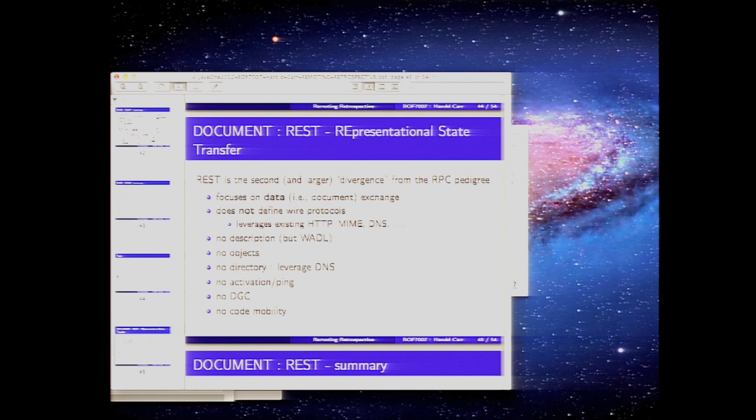There's no description with REST. There's a thing called WADL, but it's not widely used. There are no objects, no directory, no activation, no ping, no distributed garbage collection, no code mobility. All that is good not to have. Except for the description; I think the description could be useful. What people do when they write REST programs is they go to the website of the service you want to use, read their description as a human, and then hopefully do what it says. I think it really could use a description language.